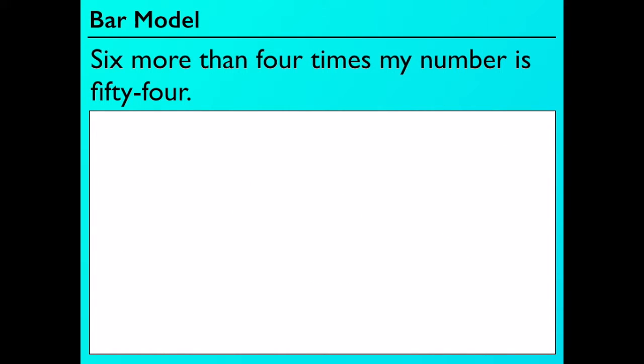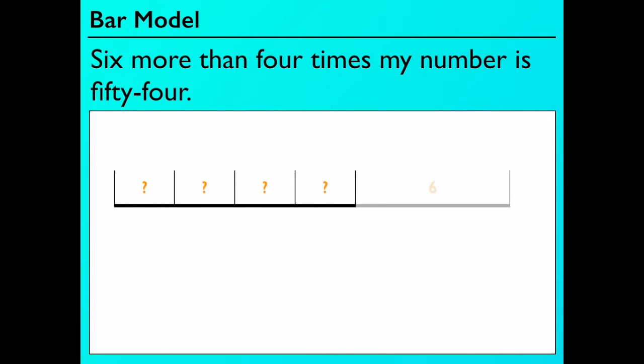6 more than 4 times my number is 54. Okay, so this is similar. My number has a length. 4 times my number has a length. And 6 more means we add 6 to the total length to get the total length of 54.